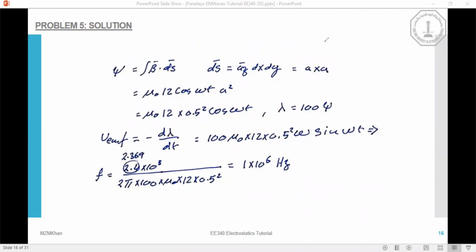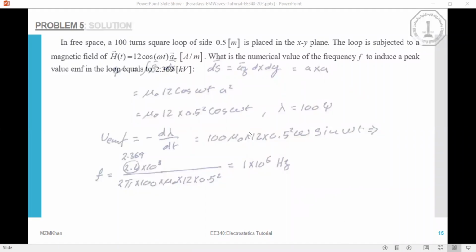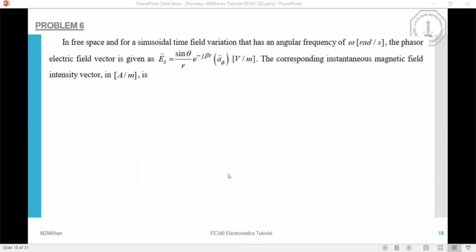Okay, so this was the problem of Faraday's law. Now, again, you have an example on electromagnetic waves. This one I will go a little bit faster, guys, because it is very similar to what we already did. It is saying that in free space, you have a sinusoidal time varying field and it has an angular frequency of omega, and the electric field is given to me.